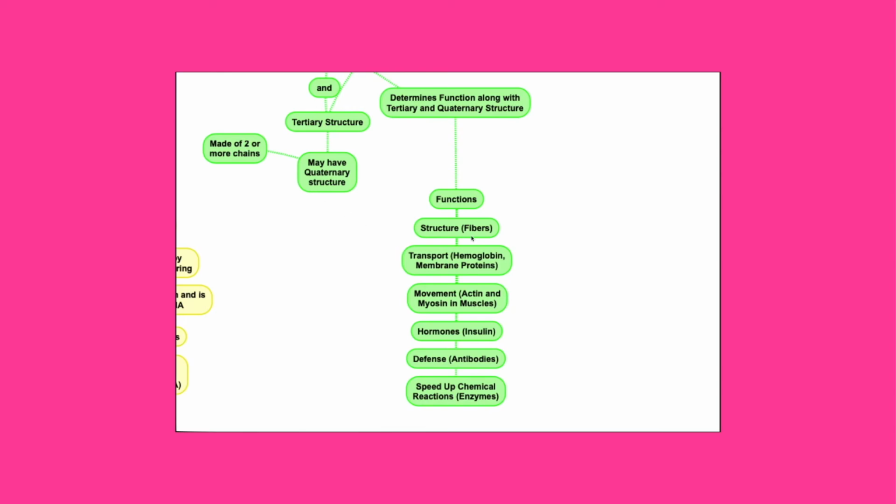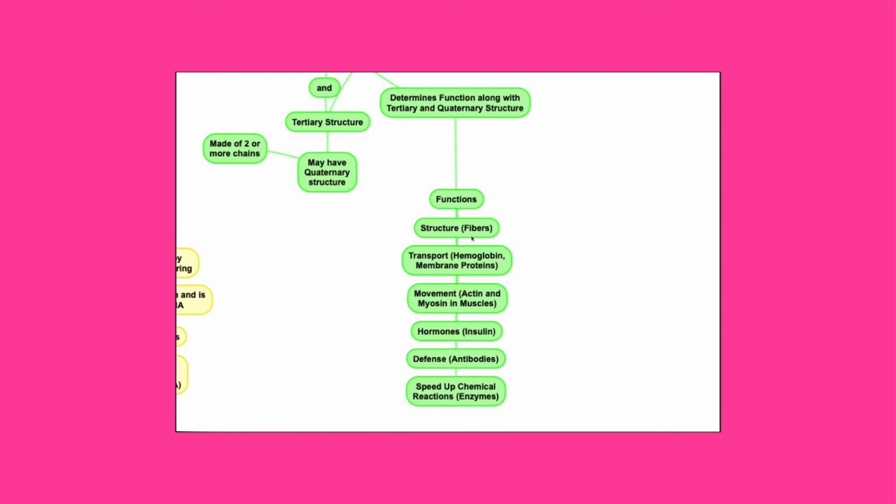One, they can be structural. Think fibers, your spindle fibers, your muscle fibers, actin filaments. Think myosin filaments. Think cytoskeleton. They can also be transport. So I already mentioned hemoglobin. And we also have membrane proteins. So these are going to allow molecules to move in and out of cells.